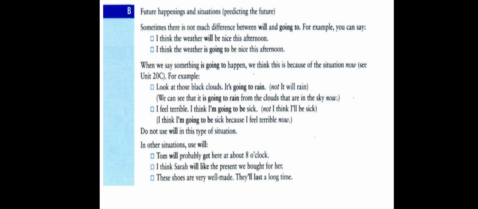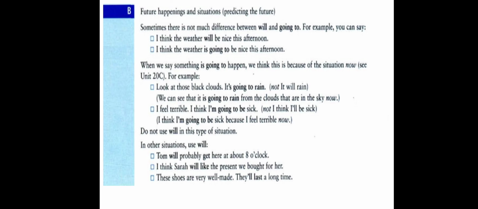But usually we use am, is, are going to when we have a certain evidence now or a certain truth now. And we use will plus the base form to predict the future without evidence. We just give our own prediction, our own opinion or point of view, depending on no evidence or no truth. When we say something is going to happen, we think this is because of the situation now. The situation now means the evidence now.